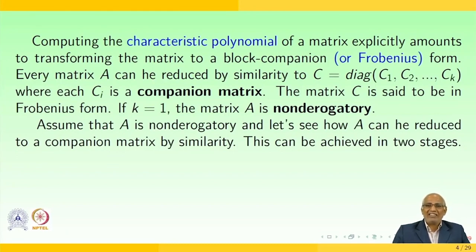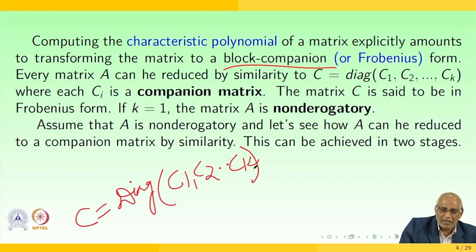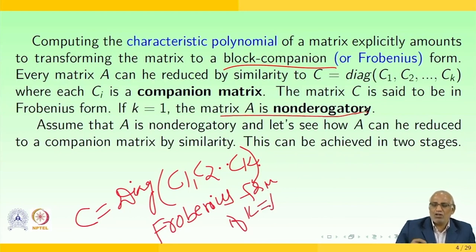Computing the characteristic polynomial of a matrix explicitly amounts to transforming the matrix to a block companion or Frobenius form. Every matrix A can be reduced by similarity to C, and this matrix C is nothing but diag(C1, C2, ..., CK). So it becomes Frobenius form, and if K is equal to 1, the matrix is called non-derogatory. So when the matrix is Frobenius and non-derogatory, what are the consequences and how does it actually affect approximating the solution of a system of equations?